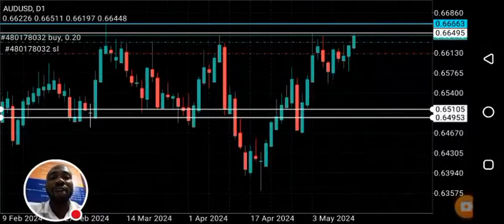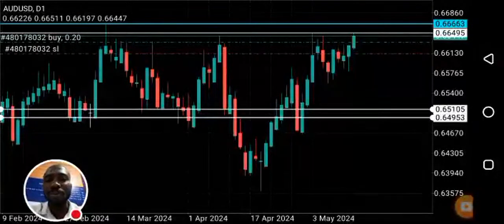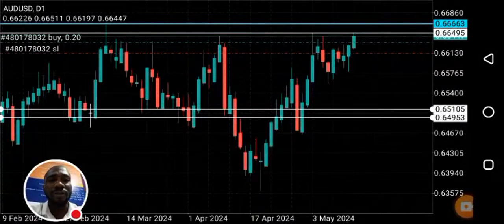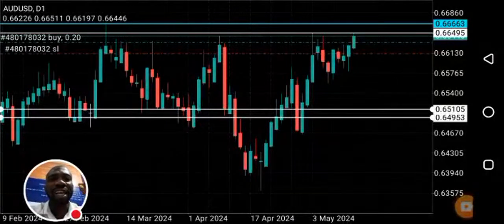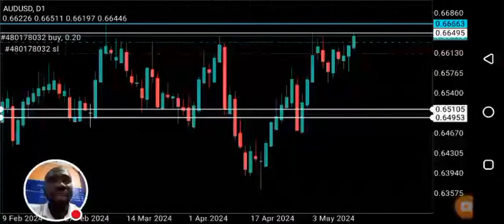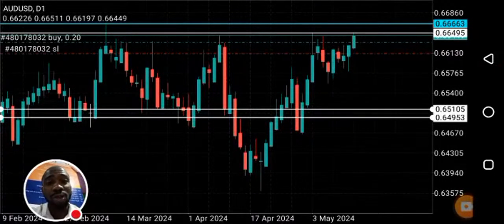All you need to look out for after the news is released is a bearish reversal pattern. I believe you know all these patterns: shooting star, engulfing pattern, doji, spinning top. Those are the major candlestick patterns you should look out for after the news is released. Once you see a bearish reversal pattern, execute a sell on Australian dollar USD. I hope that is clear. Ensure you apply stop loss, please.